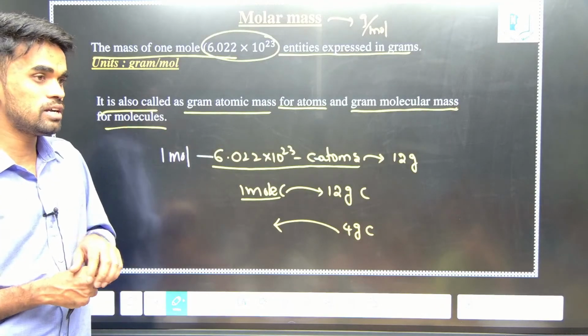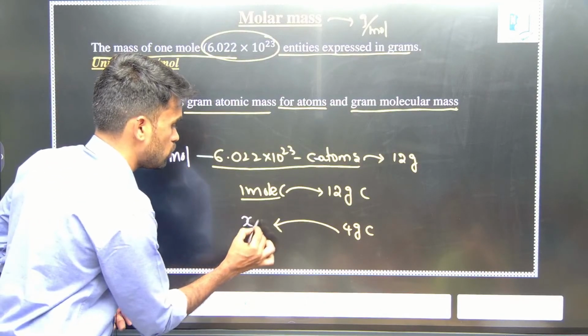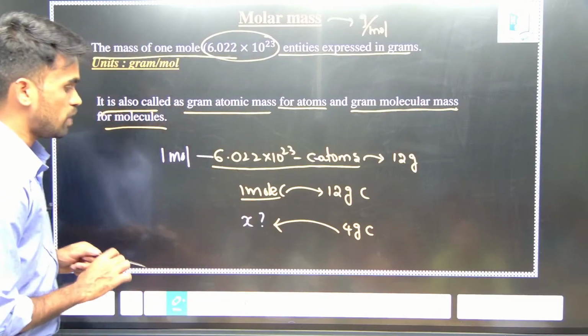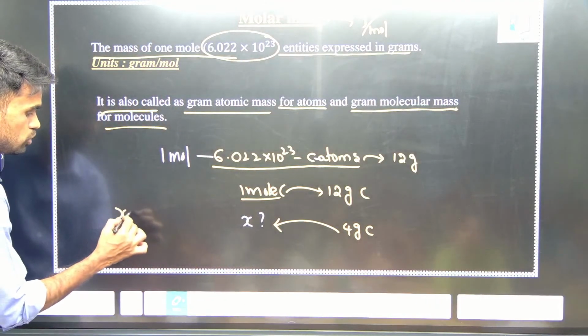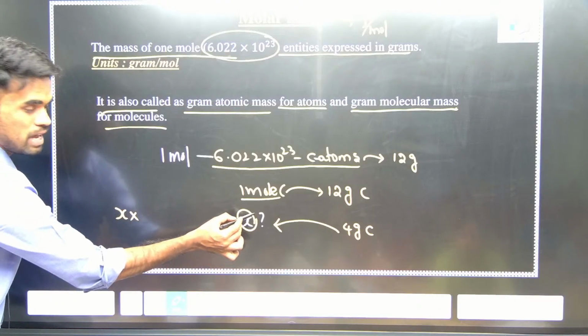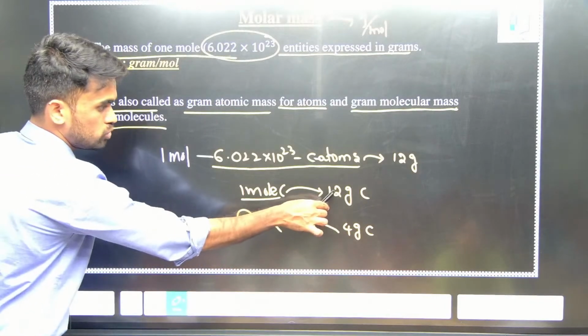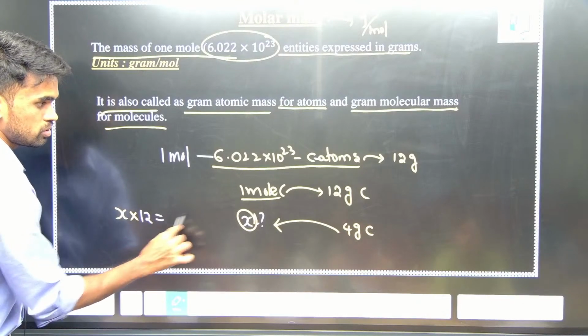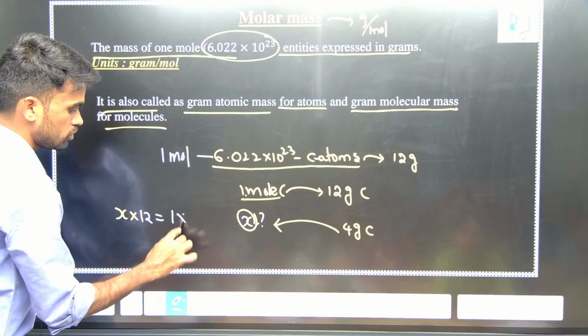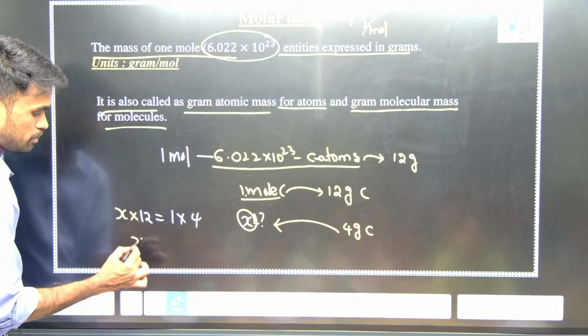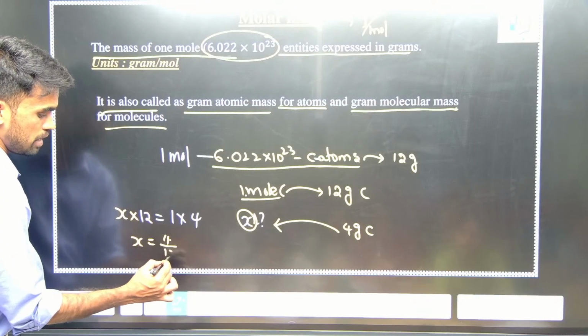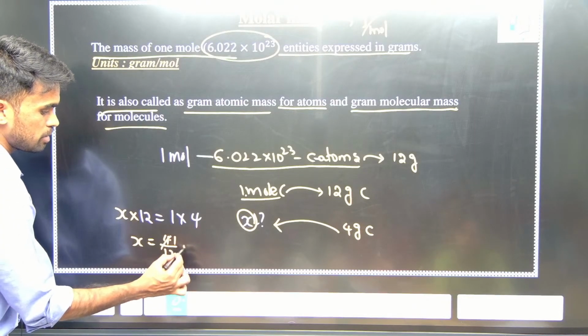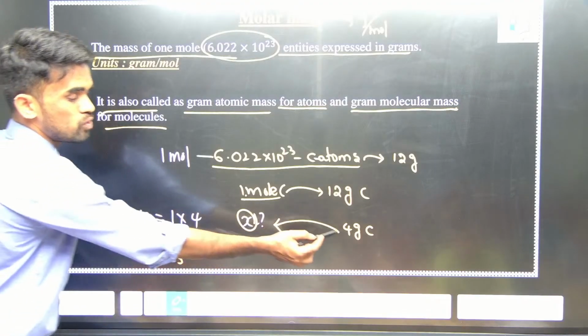How can we do that? I am asking how many moles it is. So we want to calculate this x value. x into 12 equals 1 into 4. So x will be 4 by 12, which is 1 by 3 mole. So 4 grams of carbon means 1 by 3 mole.